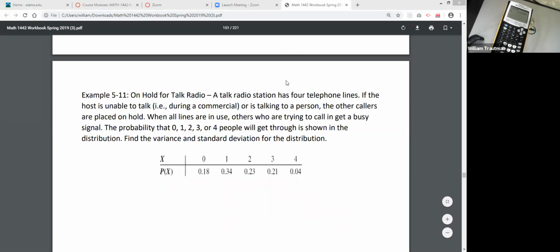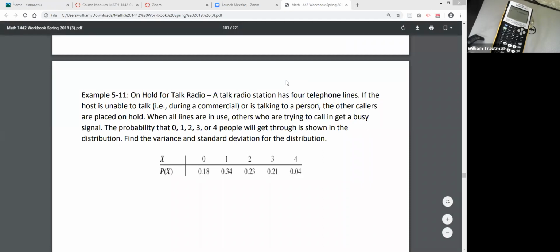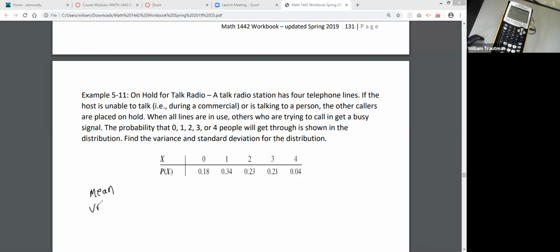Talk show radio host, blah, blah, blah. Find the variance and standard deviation. So once again, we're going to find all three: the mean, the standard deviation, and the variance. I like to put standard deviation first because you need that. So we're going to put this in list 1 and this in list 2. Let's do that.